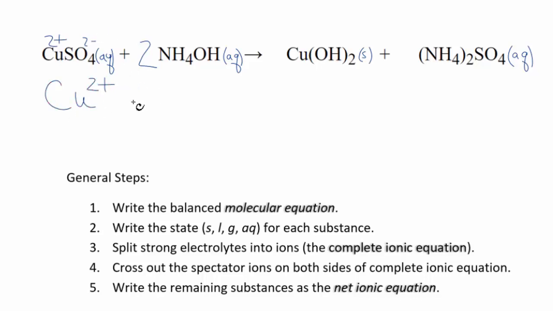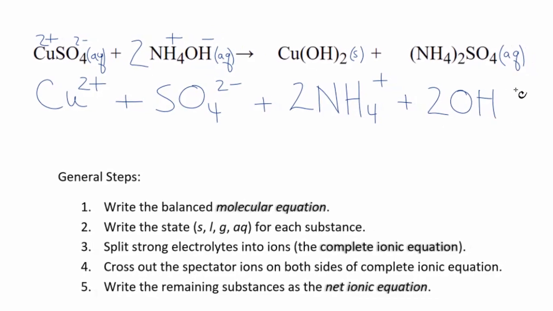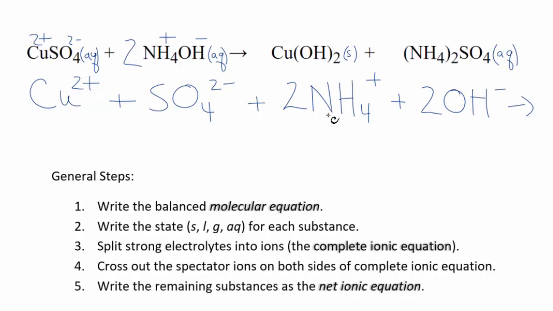And I won't write aqueous each time. Let's do that at the end. Plus the sulfate ion. The ammonium ion, a great one to remember, has a 1 plus ionic charge. The hydroxide, 1 minus. Two ammonium ions, and then two of these hydroxide ions. So these are the reactants in our complete ionic equation.